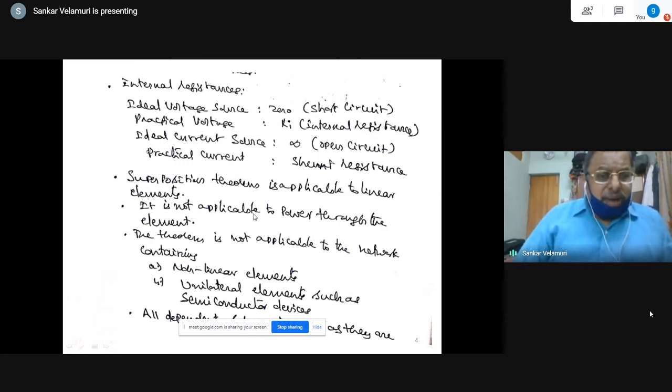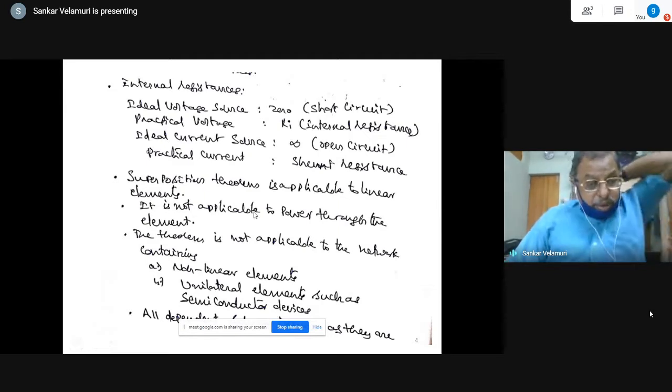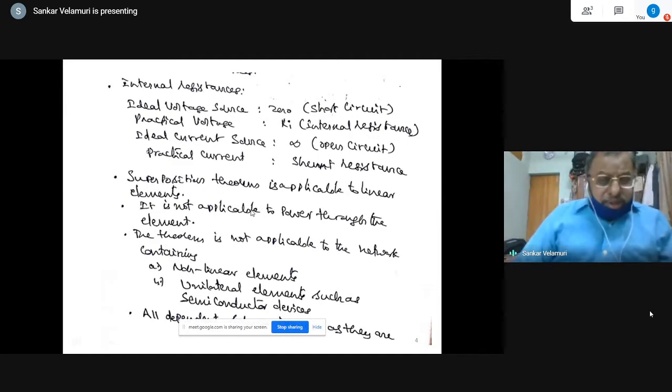But another important aspect which is very much essential to understand, which is not being explained in the early beginning of the superposition theorem principle, because it is given in one of the examinations in some of the state level or I don't remember, or engineering services, then only we tried the importance of that. That is, it is not applicable to power through the element.